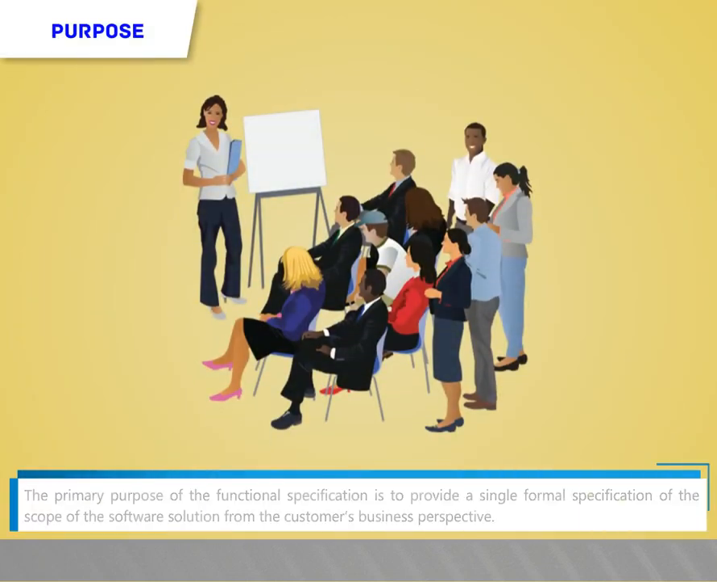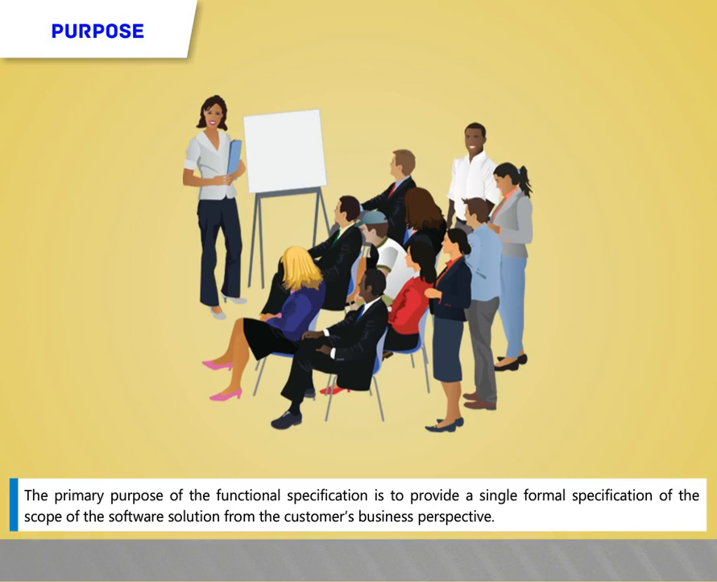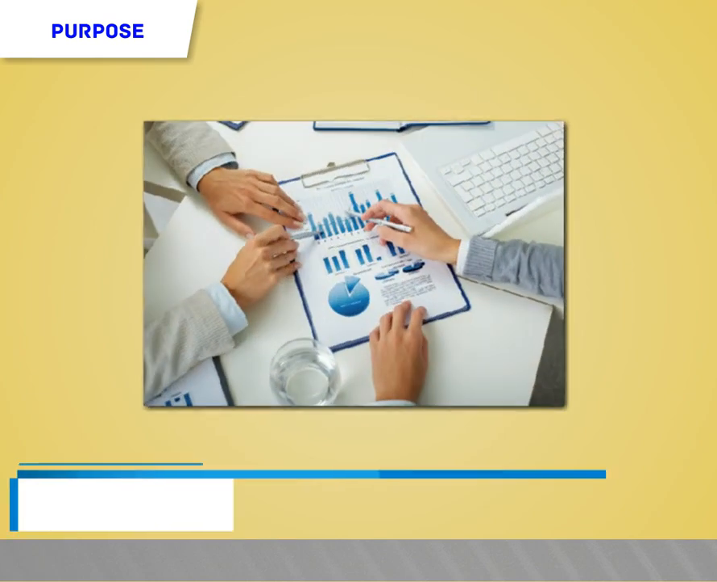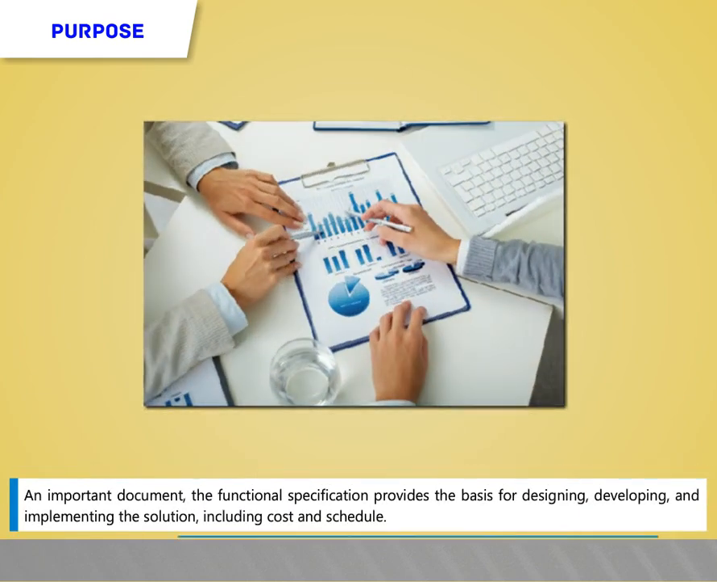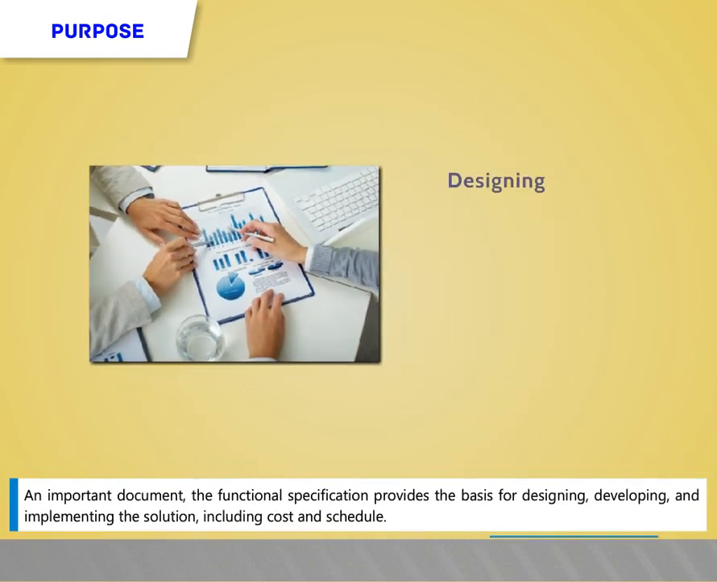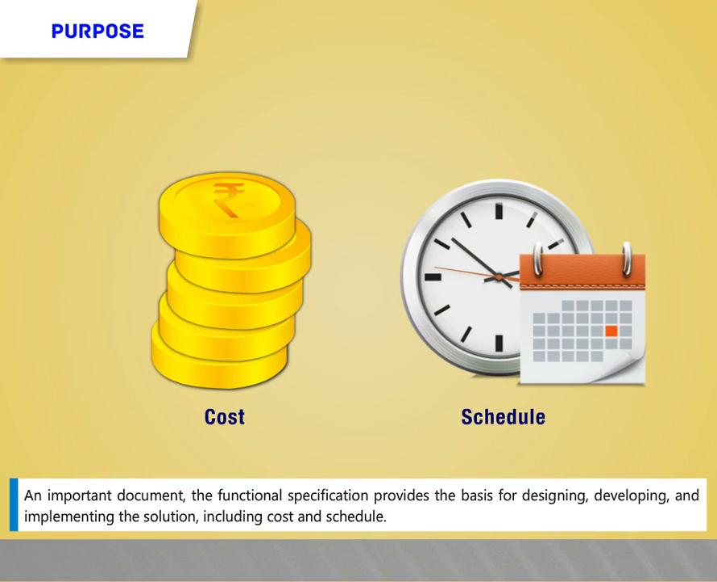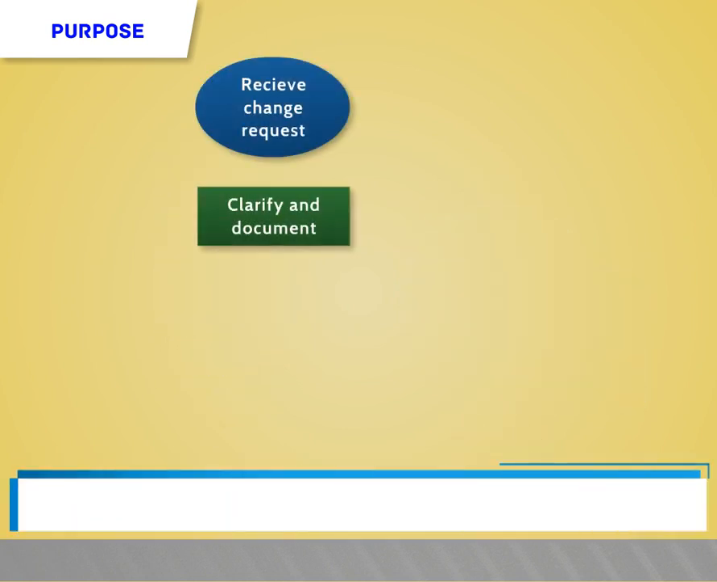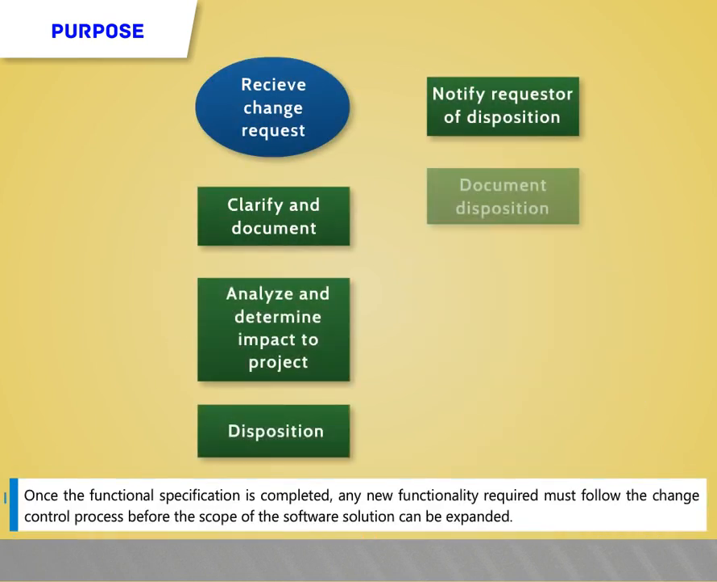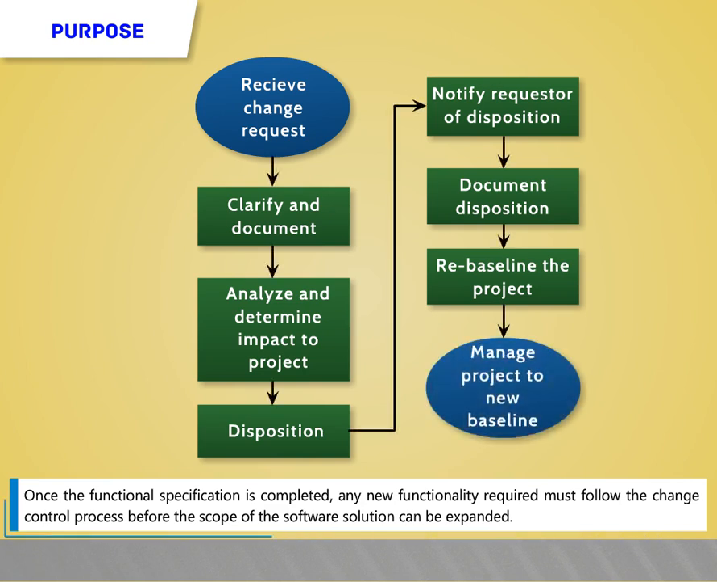Purpose. The primary purpose of the functional specification is to provide a single formal specification of the scope of the software solution from the customer's business perspective. An important document, the functional specification provides the basis for designing, developing, and implementing the solution, including cost and schedule. Once the functional specification is completed, any new functionality required must follow the change control process before the scope of the software solution can be expanded.